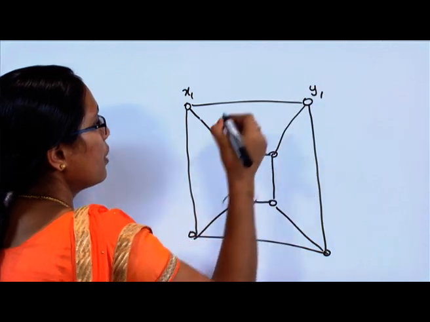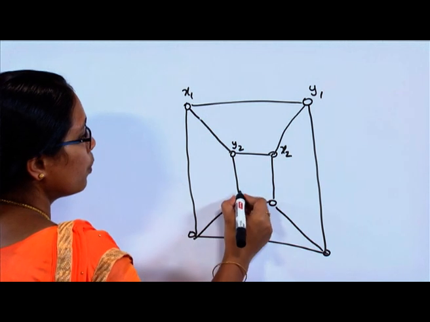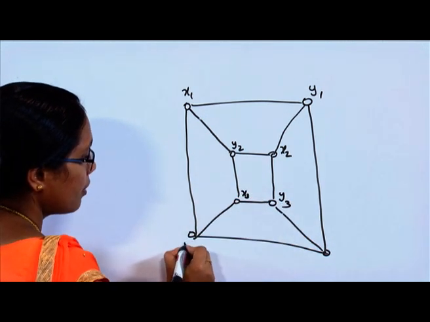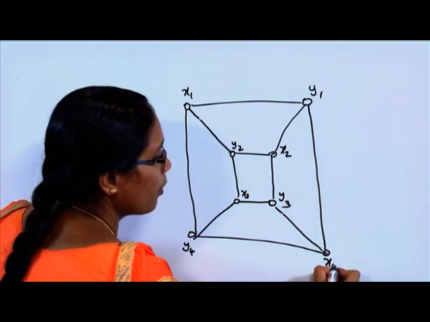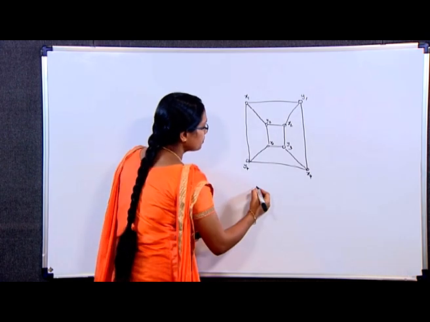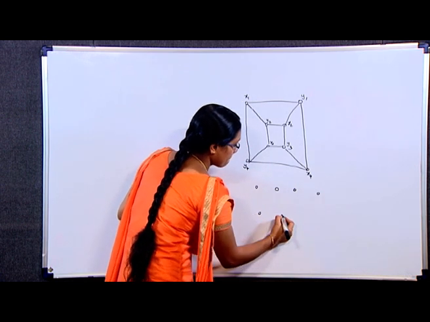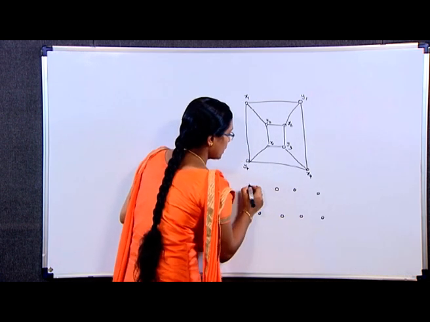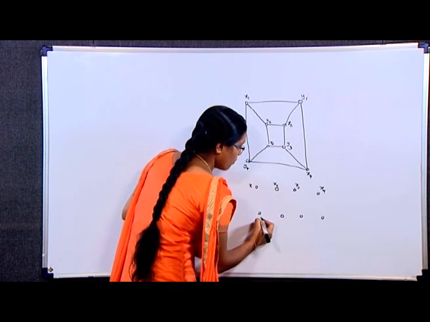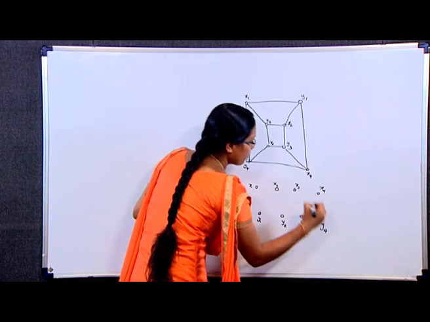x1, y1, y2, x2, x3, y3, y4, x4, which is a bipartite graph. Redraw: x1, x2, x3, x4, y1, y2, y3, y4.